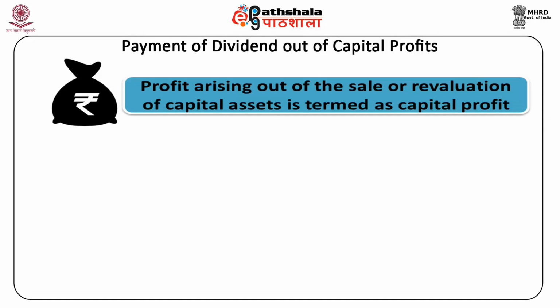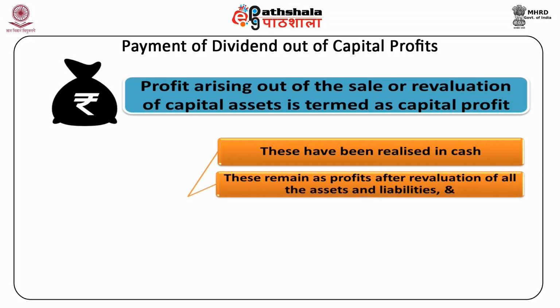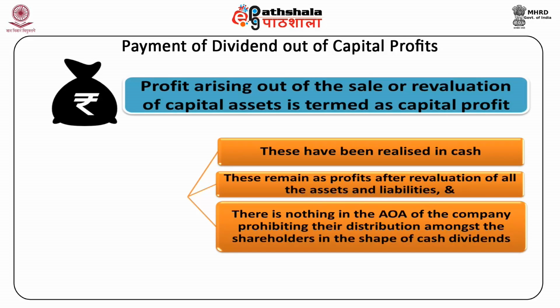Capital profits may be utilized for the purposes of declaration of dividend provided A. These have been realized in cash. B. These remain as profits after re-evaluation of all the assets and liabilities. And C. There is nothing in the Articles of Association of the company prohibiting their distribution amongst the shareholders in the shape of cash dividends.